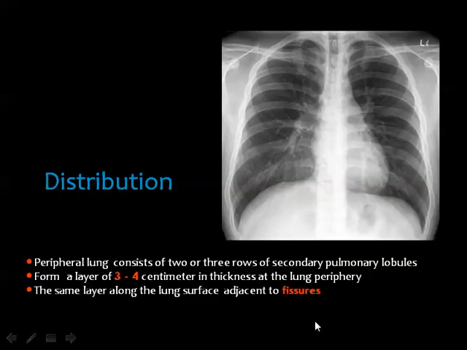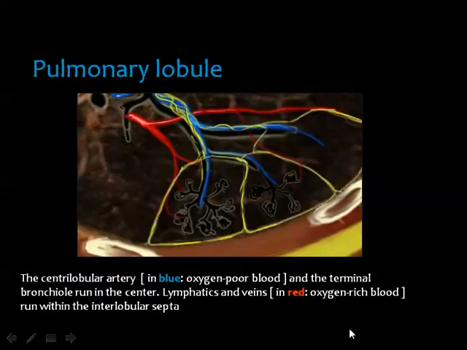Then if you look here, this is the normal chest radiograph, and the peripheral 3 centimeters of the lung is known as the peripheral area. And this 3 centimeters should also be on either side of the fissure. This is also considered a peripheral distribution of the pathology. And the central distribution means that you have opacities in relation to the cardiac shadow and the hilum.